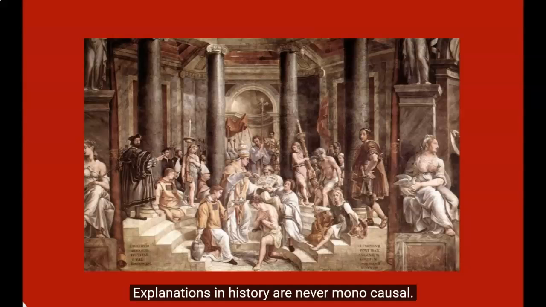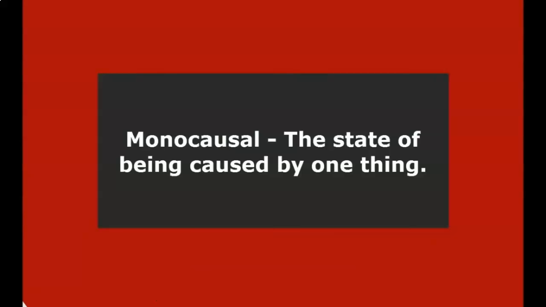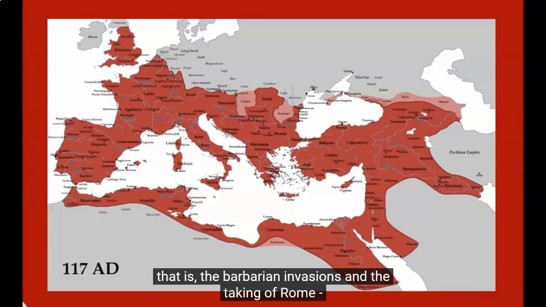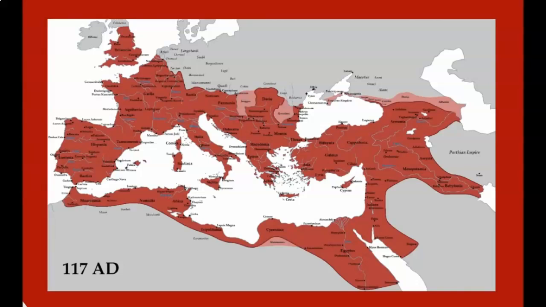Explanations in history are never monocausal. That is, there is never only one explanation for a historical event. Life is more complicated than that. It's important to understand that though some causes have more impact than others, that is, the barbarian invasions and the taking of Rome, other causes can have a part too.